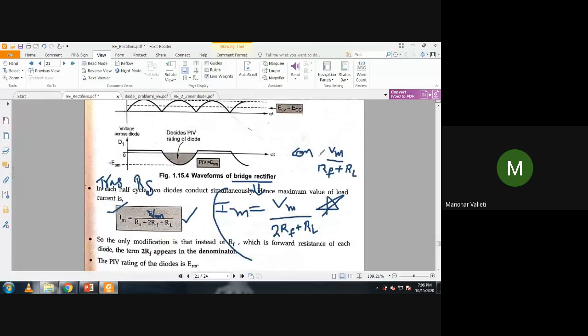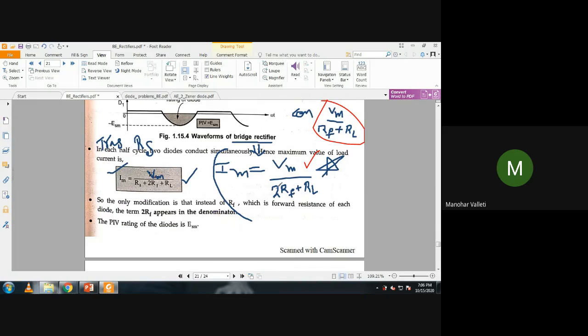When you are doing the derivation, this is Vm by Rf plus RL for the center tap full wave rectifier, whereas for the bridge rectifier, two resistors will always be in the path. So this becomes 2Rf. That is the only change in the entire derivation or in the entire formula.